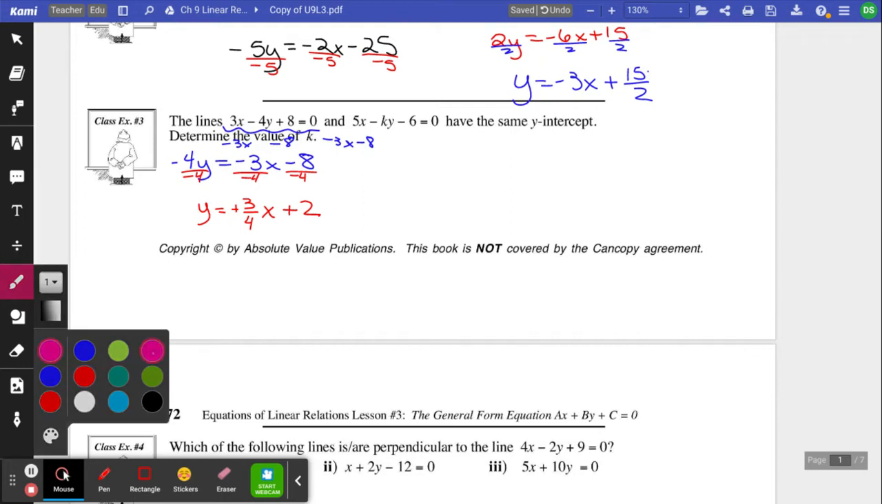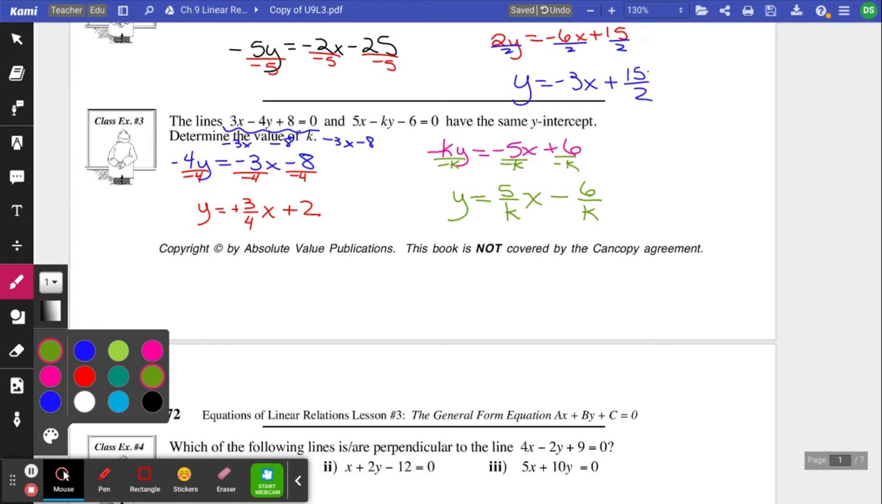Take your other line, rearrange it, leave the y term where it is. Kick your other things over. Are you clear on how I'm doing that? Okay. One more step. Divide by negative k everywhere. So y equals 5 over k x, don't worry about it, it's okay, minus 6 over k. Agreed?